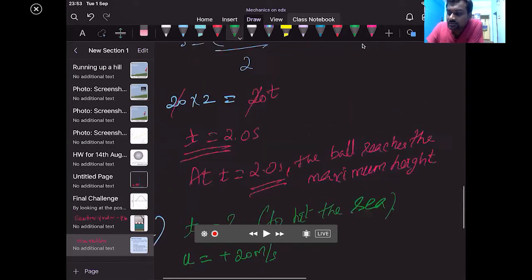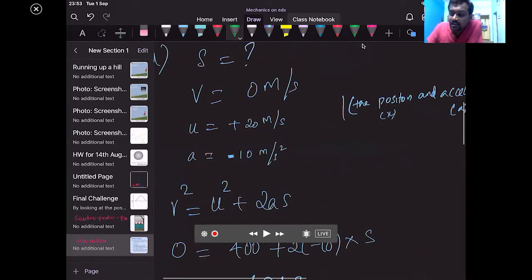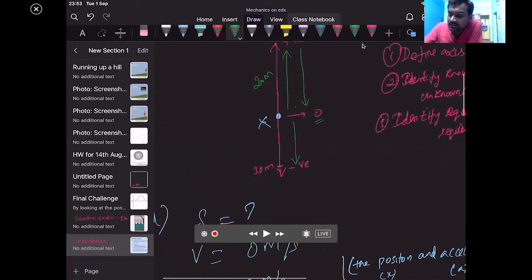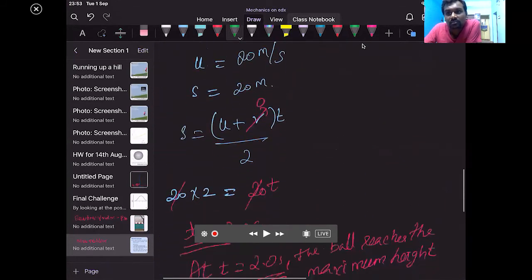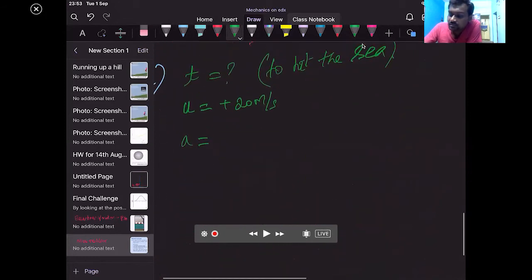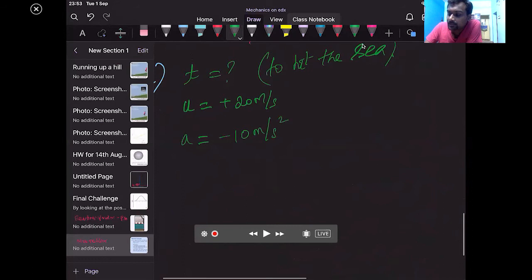Acceleration, as I told you, is in the same direction as the position. So acceleration due to gravity is downwards, and the position is also negative downwards. Which means the acceleration is going to be minus 10 meter per second square.